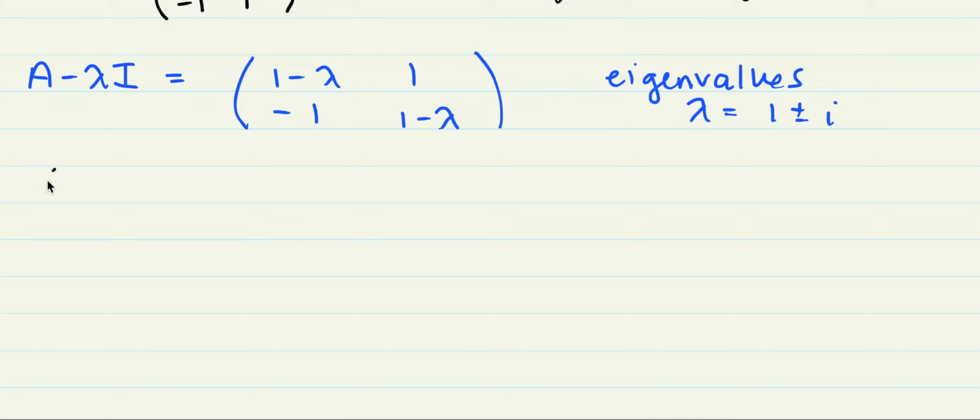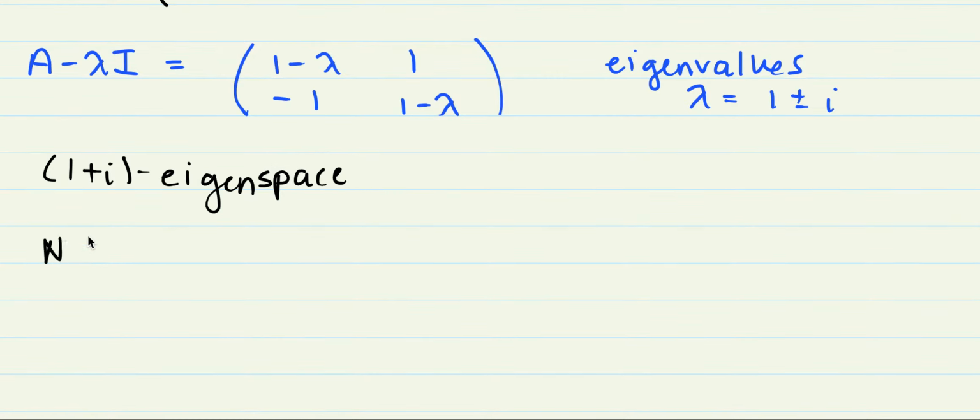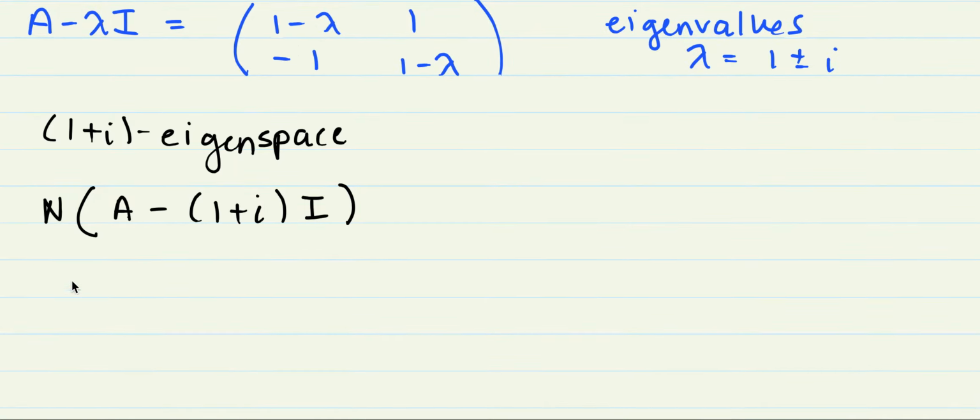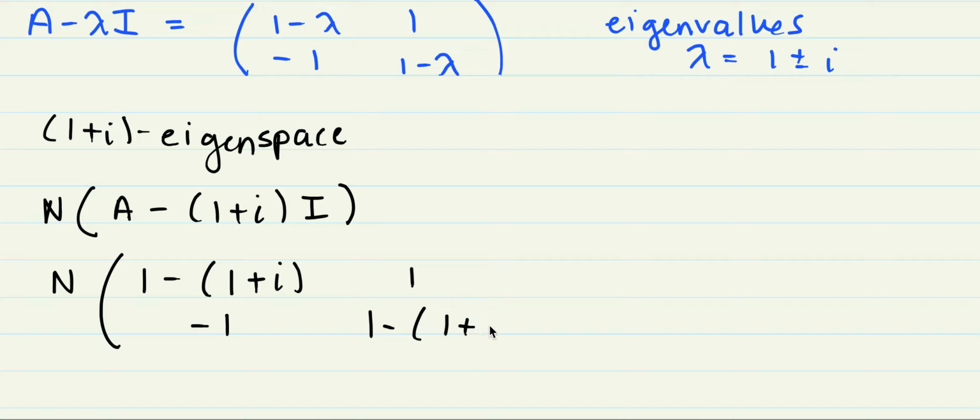I'm going to start with the 1 plus i eigenspace. So how do we find this eigenspace? Well, we need to find the null space of A minus (1 plus i) times the identity matrix. That will be the 1 plus i eigenspace. So all I need to do is plug in 1 plus i into this matrix here. So I need to find the null space of the matrix 1 minus (1 plus i), 1, negative 1, 1 minus (1 plus i).